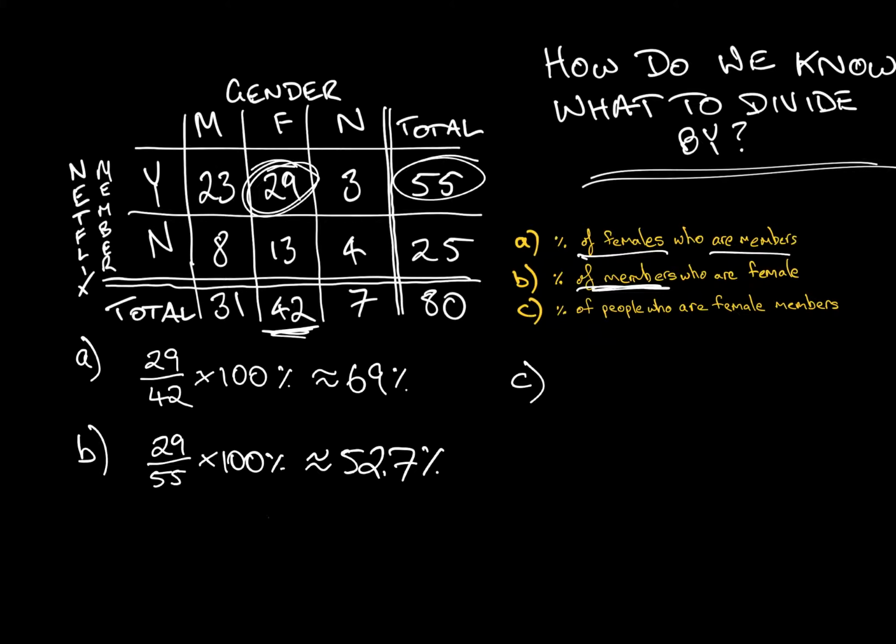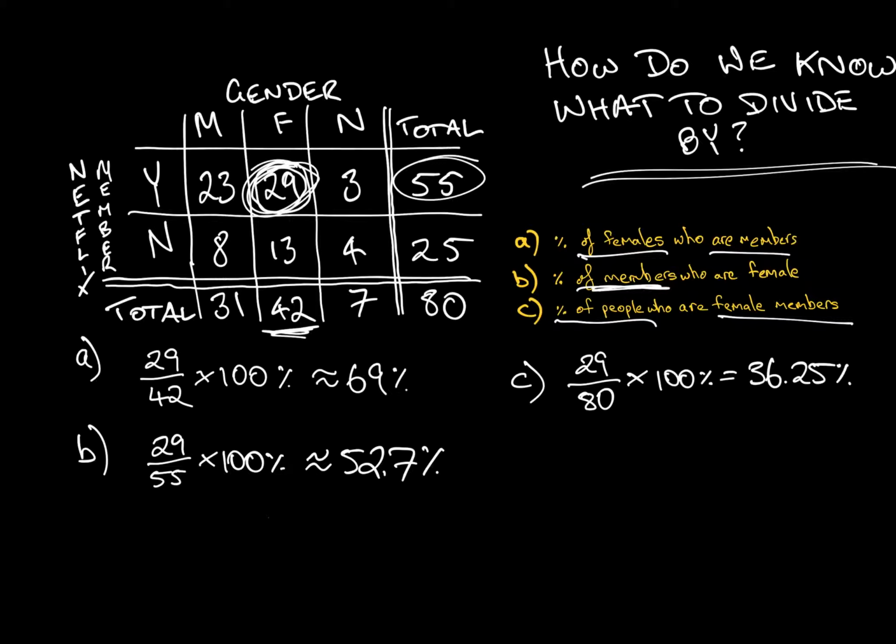Finally, in part C, we're looking at the percentage of people. In other words, all of the people in our particular sample, which is 80 in this case. So we'll be dividing by 80. And of those, we're looking at the female members. So we look for females who are members of Netflix, which is again, of course, 29 people. So 29 divided by 80 multiplied by 100%, according to my calculator, gives us 36.25%. So 36.25% of all the people in the sample are female members, or if you like, the probability of someone in our sample being chosen and being a female member is 36.25% or 0.3625.